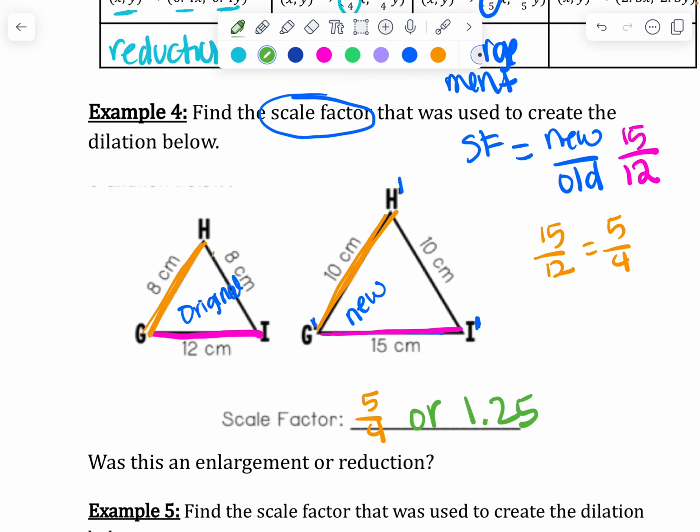Okay, so this was the original, and this is my new. My picture got bigger, so this is an enlargement. And is this number larger than 1? It definitely is, so that means I did that correctly.